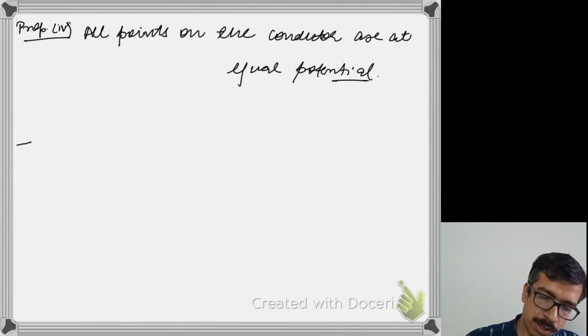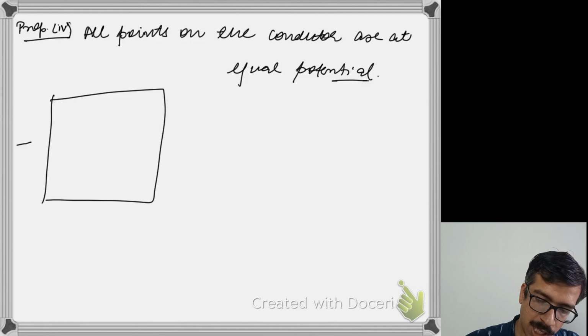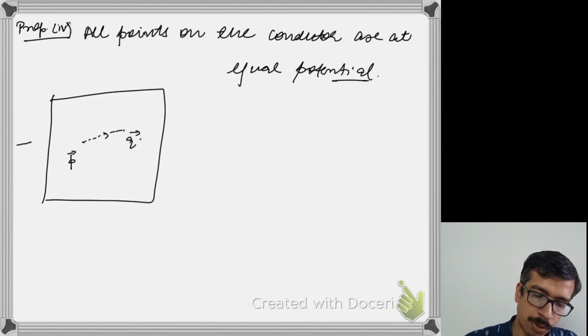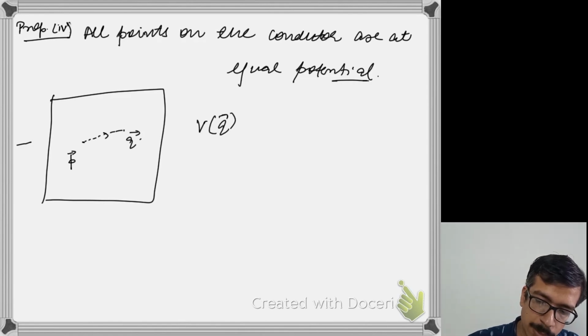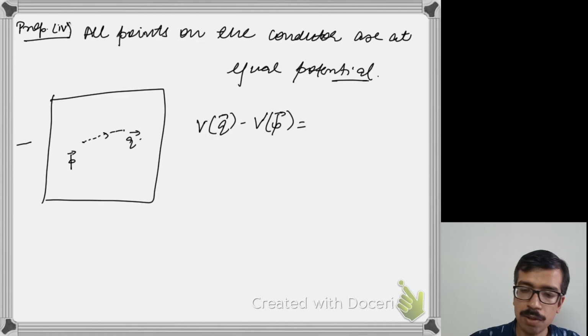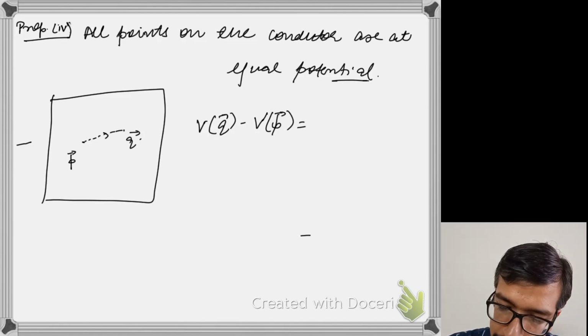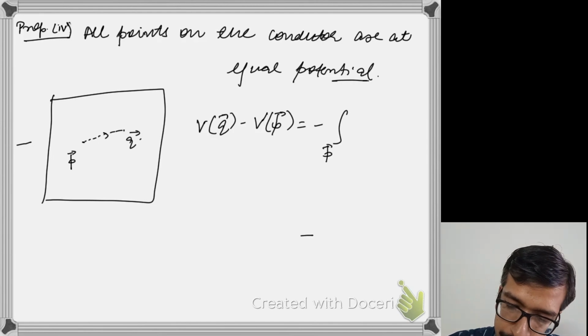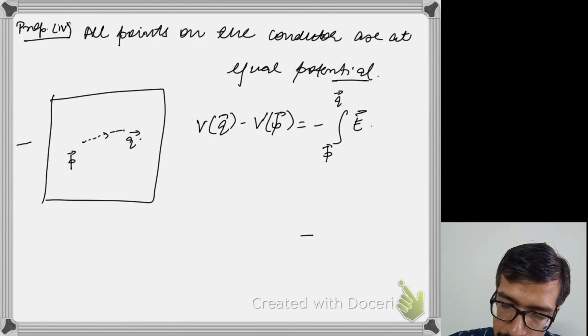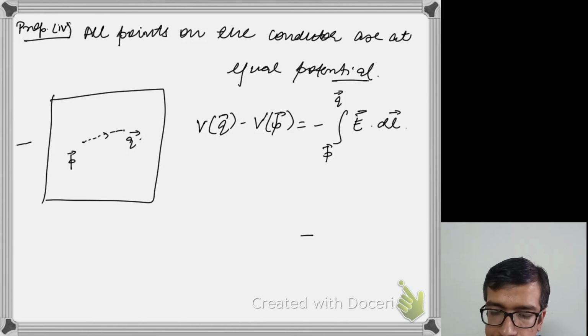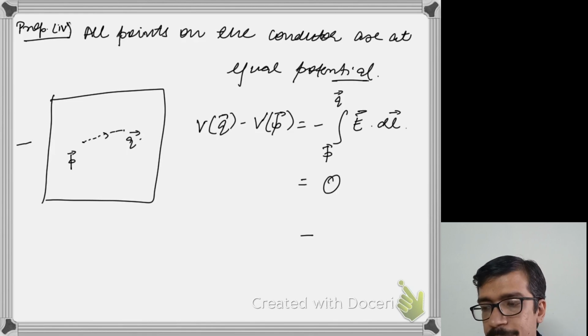Why? Because let's take 2 points, P and Q. Now we consider the line joining the point from P to Q. We know that the potential at Q minus the potential at P is minus the integral from P to Q of E dot dl. And since the electric field inside the conducting medium is 0, the electric field is 0 along this line. So therefore this also must be 0.